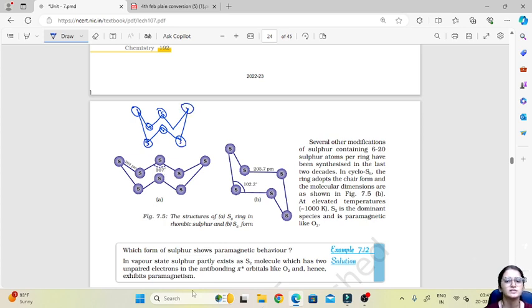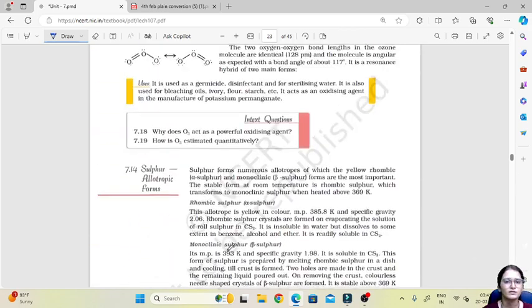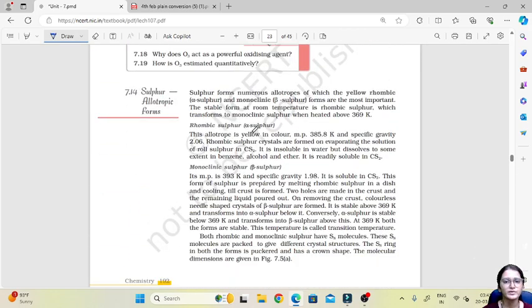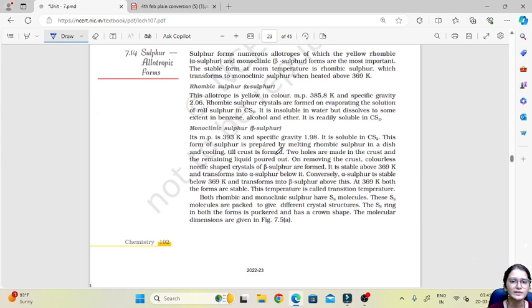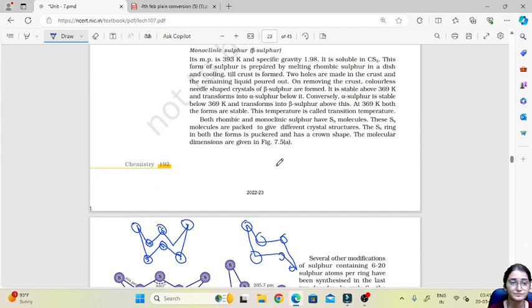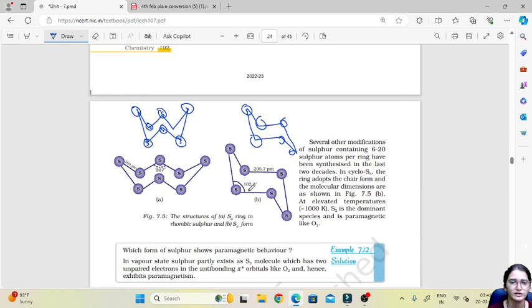If it is S6, then it is a chair form. So the chair form we show this way, and at each corner we can draw S. For rhombic sulfur, which is alpha sulfur, you only need to know the name and what it is called, alpha or beta. Monoclinic is called beta sulfur, and these are the structures which are given, S6 and S8, which you need to know.